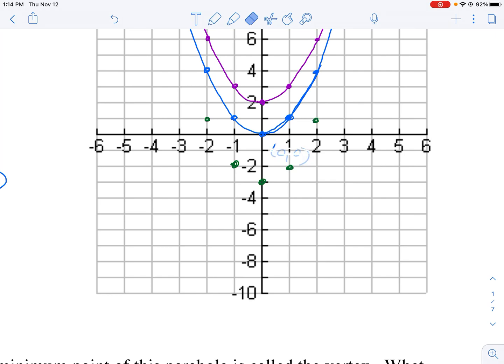I'm going to erase this vertex here so I can see my graph better. I'm going to connect these up like this. Like so. So I got my graph there.